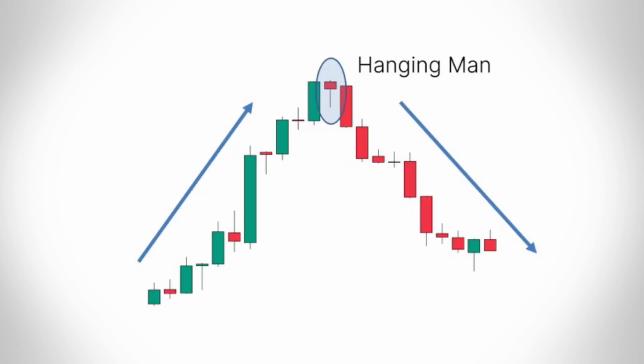And a hanging man pattern forms at the top of an uptrend or near a resistance level, signaling potential bearish reversal. To trade a hanging man pattern, you want to first of all wait for confirmation. Wait to see the next candlestick that forms after the hanging man candlestick closes. If the next candlestick that formed also has a bearish close, then you have a confirmation.